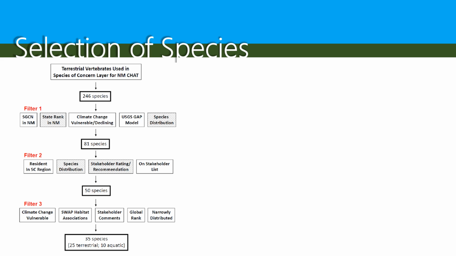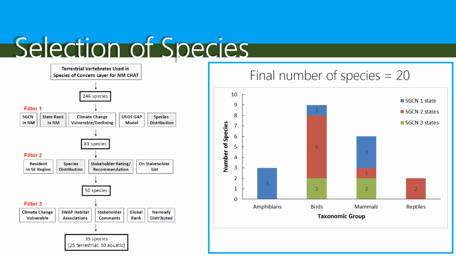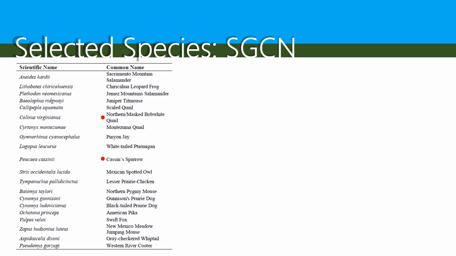It took us many weeks to finally get to a final list of 20 species, from amphibians to birds to mammals to reptiles. I want to point out that some of the species are not only species of greatest conservation need in New Mexico, but as well as in some other states. For example, there are birds and mammal species that are species of greatest conservation need in 3 states. Here are the selected 20 species of greatest conservation need.